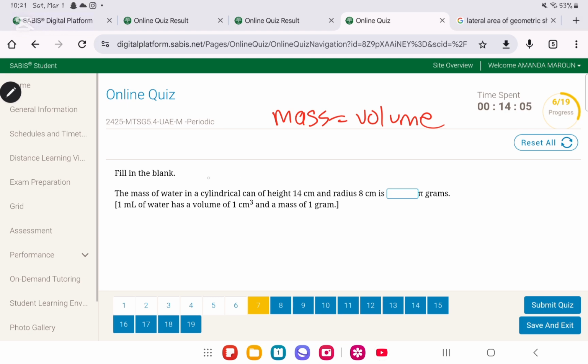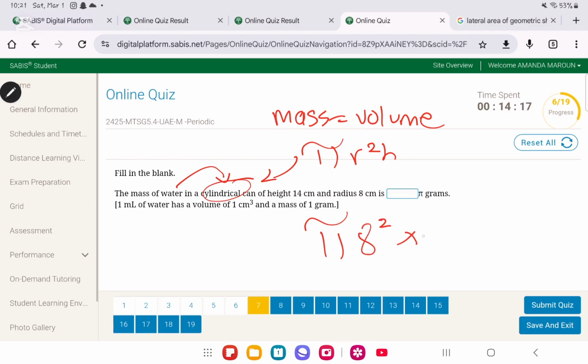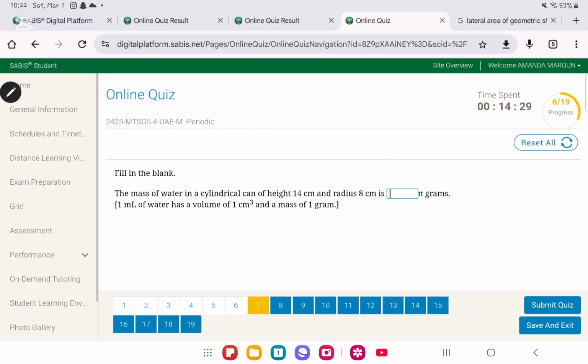All right, so in this case the mass is equal to the volume, and to find the volume of water it has to be the volume of its container. Its container is a cylinder, so the volume of any cylinder is pi r squared h. So pi times the radius, which is 8 squared, times the height, which is 14. On your calculator, you are going to get 896 pi. So the answer is 896 pi grams.